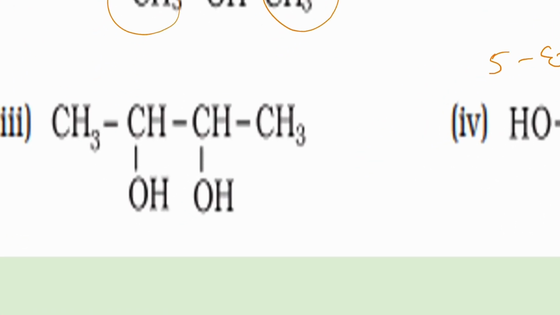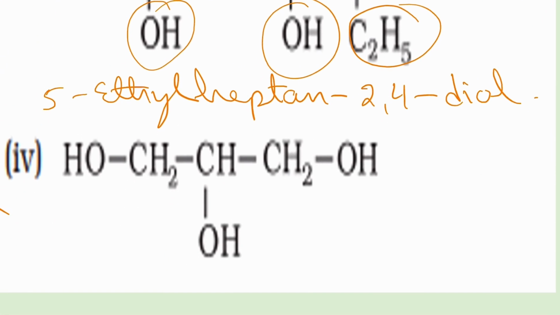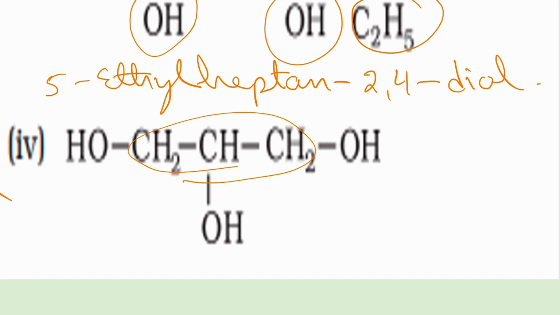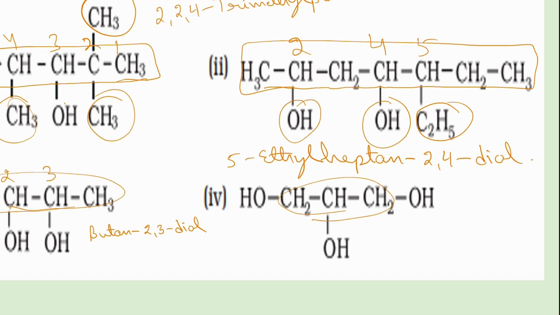Next is simple 4 carbons, and on the second and third from any side you have OH, so diol. So this is butane-2,3-diol. Next propane, and you have 3 OH groups. If you remember the common name we have done in the table, try to recollect. IUPAC name I am telling you, it is propane-1,2,3-triol.